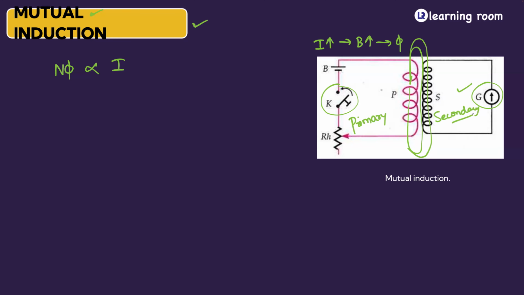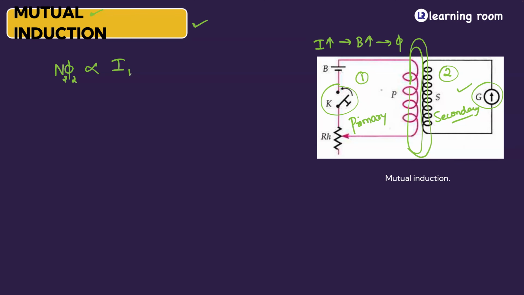Are you able to understand this? Right. So when I write N phi is directly proportional to I, tell me one thing logically. In this case, current is supplied by which device? Is it due to the primary coil or the secondary coil? Primary coil. So if I take this coil as 1 and this coil as 2, can I use subscripts, like the flux associated with the second coil, that is N2 phi 2, is directly proportional to I1?